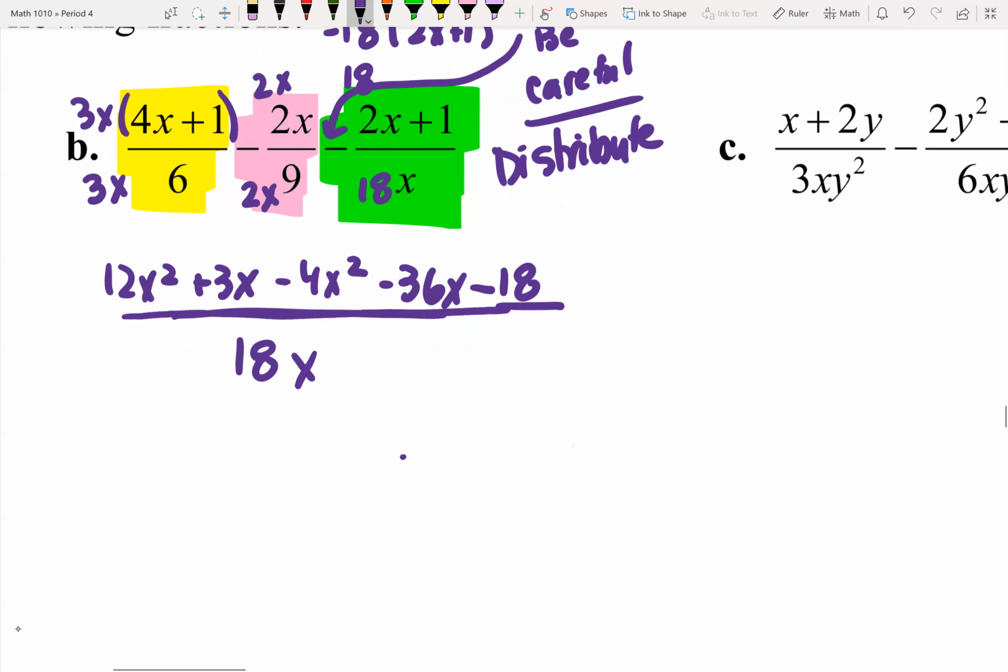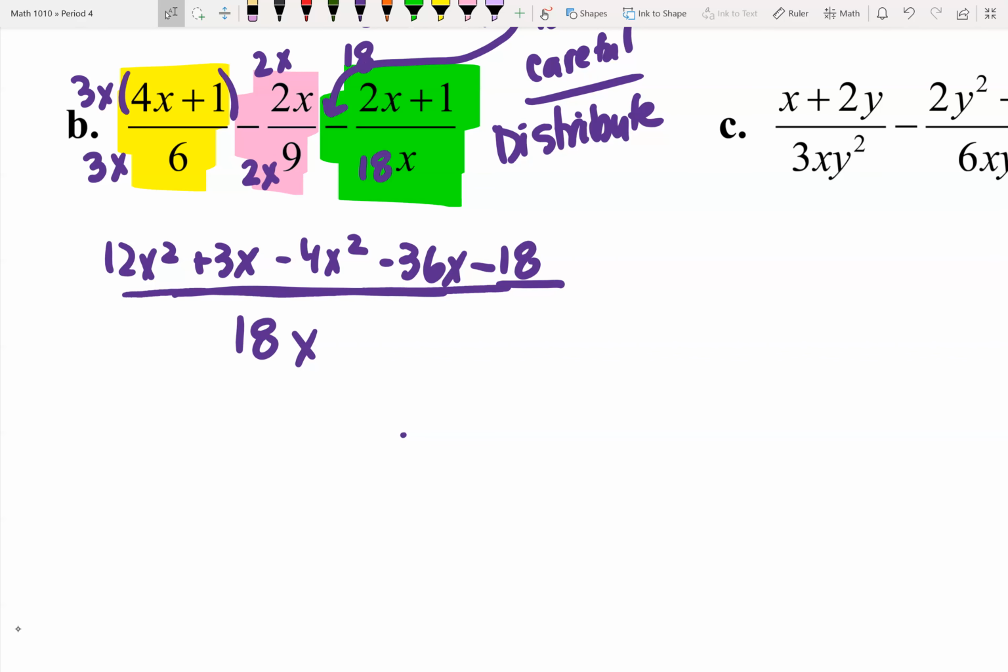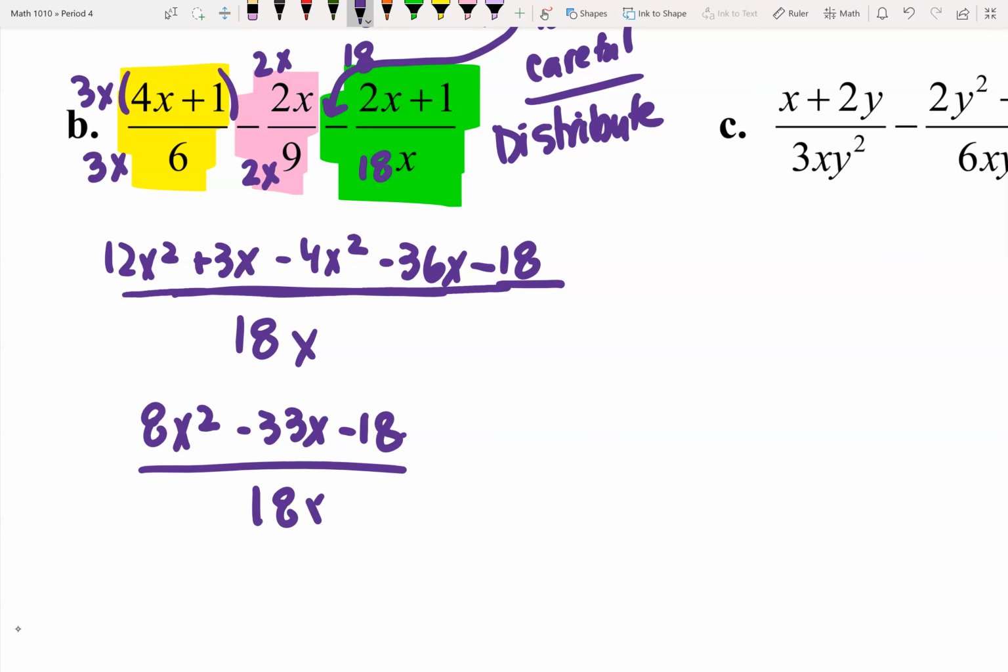Okay, now let's clean it up. 12x squared minus 4x squared is 8x squared. 3x minus 30x is a negative 33x minus 18 over 18x.